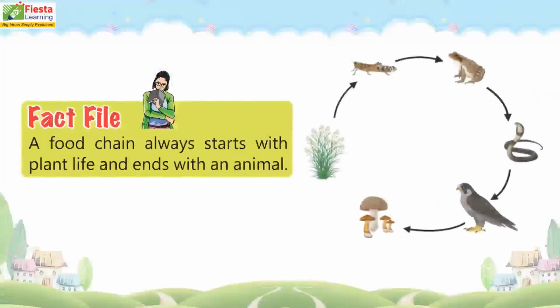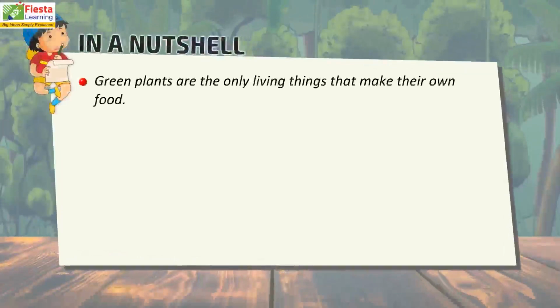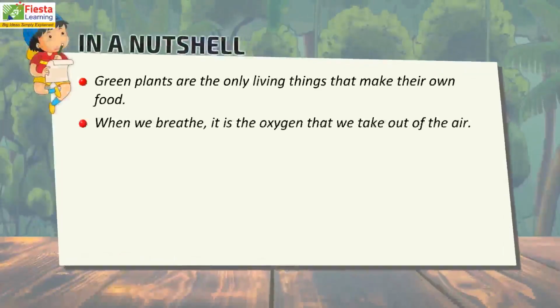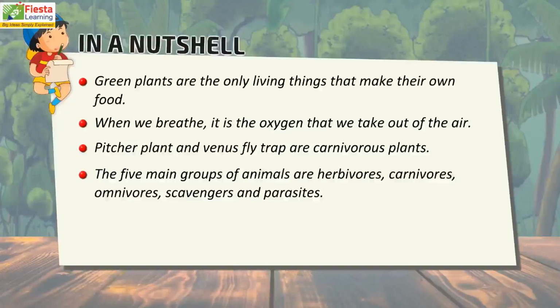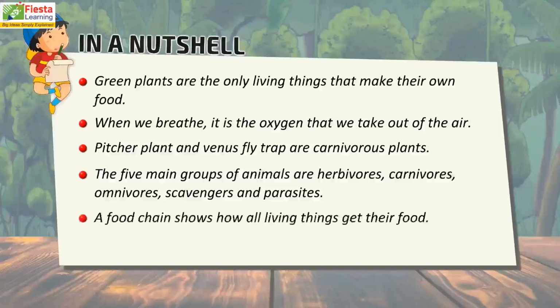Fact 5. A food chain always starts with plant life and ends with an animal. In a nutshell, green plants are the only living things that make their own food. When we breathe, it is the oxygen that we take out of the air. Pitcher plant and Venus flytrap are carnivorous plants. The 5 main groups of animals are herbivores, carnivores, omnivores, scavengers, and parasites. A food chain shows how all living things get their food.